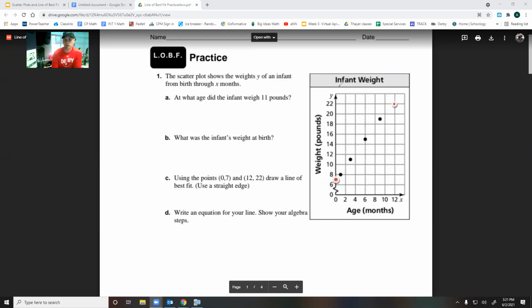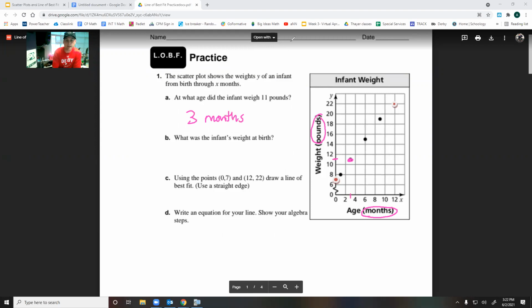So number one, we're exploring infant weight as they compare the pounds that the infant weighs as their age progresses in months. So we'll start with part A. What age did the infant weigh 11 pounds? So here's 11 pounds. There's a data point right there at 3 months.